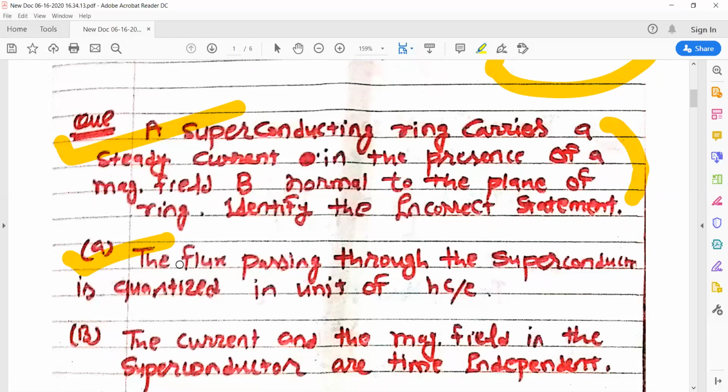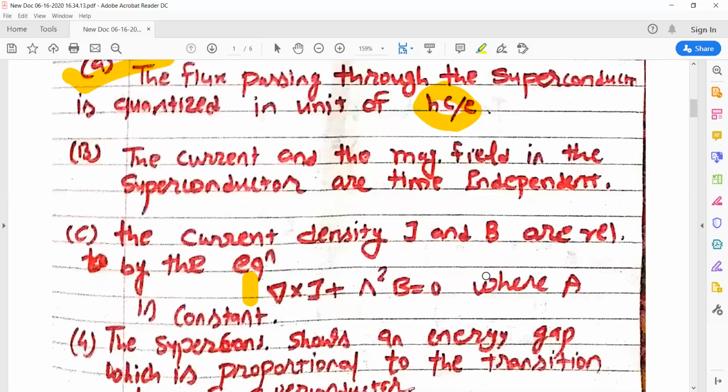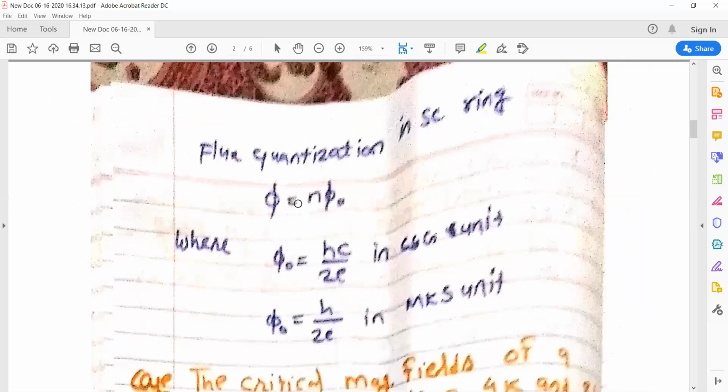The flux passing through the superconductor is quantized in units of hc/2e, not hc/e. Basically this hc/2e is in the CGS unit, not in the SI unit. We can see here: flux is equal to nΦ0, where Φ0 is hc/2e in CGS unit and h/2e in MKS unit. Please see this answer.